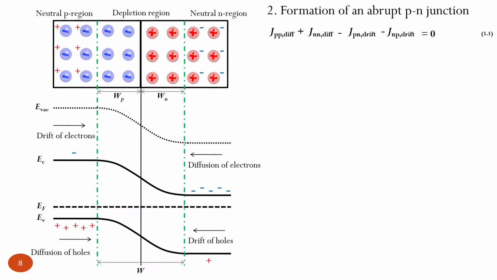So we have, initially, plenty of holes in P-type semiconductor. They start to diffuse into N-type semiconductor, where we don't have many holes. The same happens for electrons. In the N-type semiconductor, we have many of them. They diffuse to P-type, where we have a small concentration of electrons.